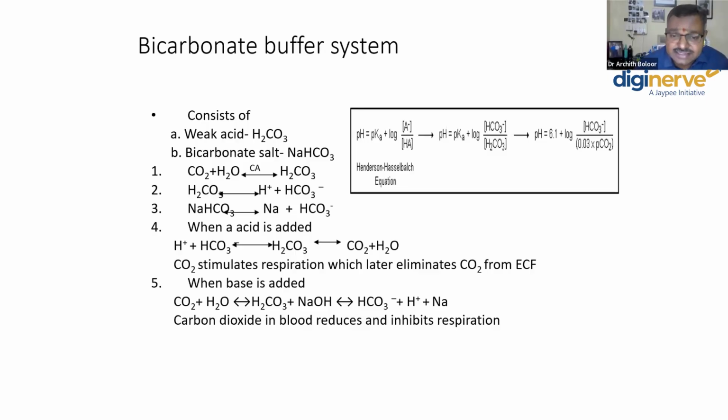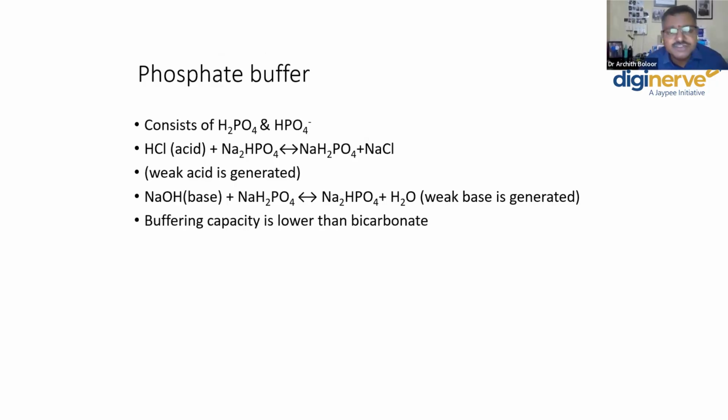What happens when the base is in excess? NaOH will be formed, and that will possibly be excreted through the renal system. So the bicarbonate buffer system is one primary system. The second buffer system, which is important for us, is the phosphate buffer system.